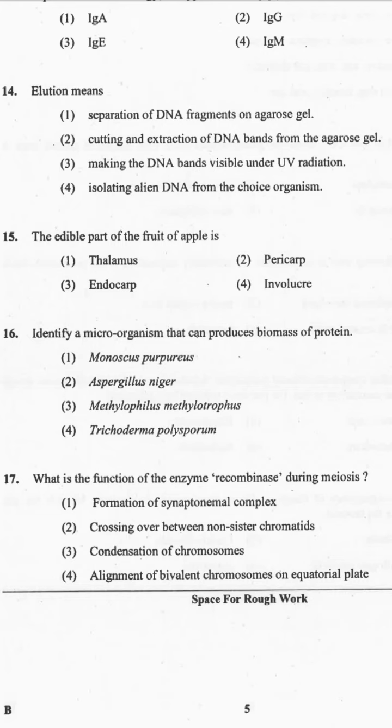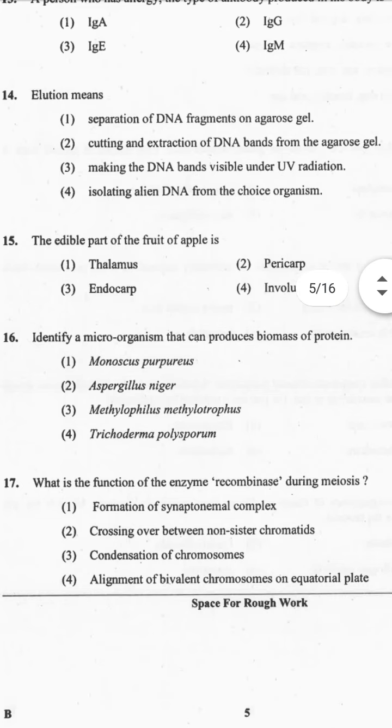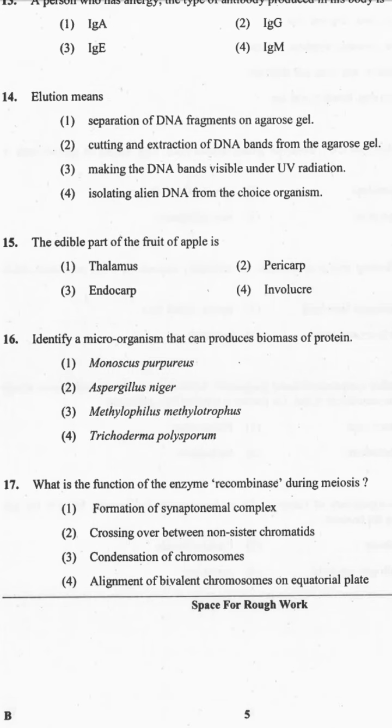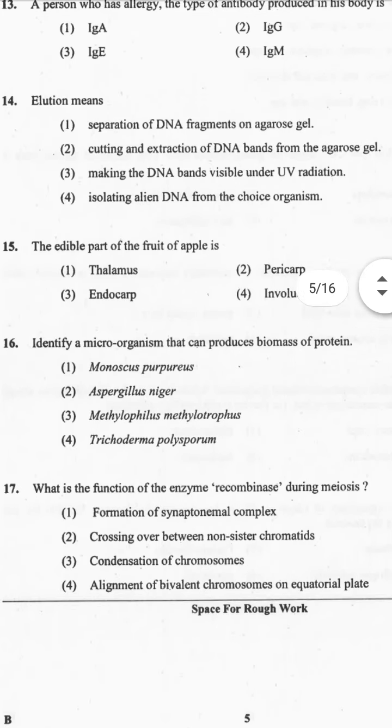And the correct answer for this question is option 1, thalamus. False fruit or pseudocarp is derived from the accessory floral parts other than the ovary. Apple is actually a false fruit. The main edible part of the apple is actually the juicy receptacle of a flower. It is thalamus.